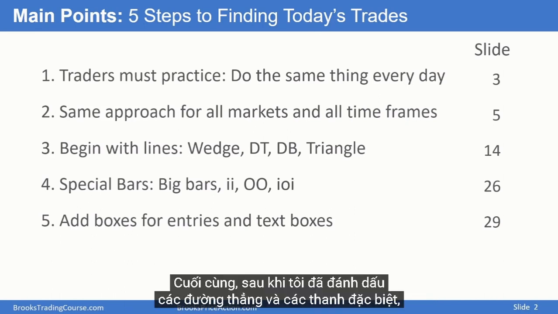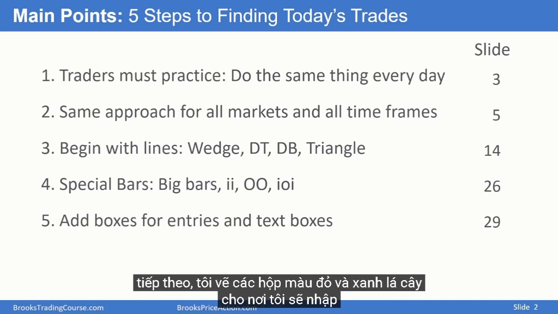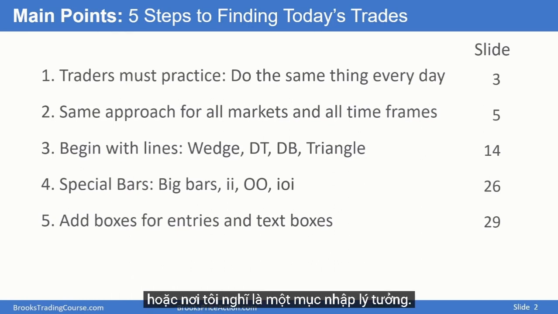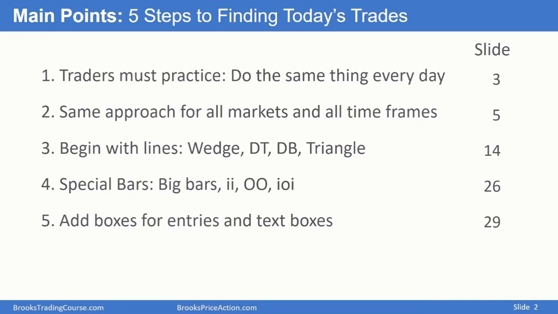And then finally, after I've highlighted the lines and the special bars, I next draw red and green boxes for where I would enter or where I think an ideal entry is. And then finally, I add text boxes.